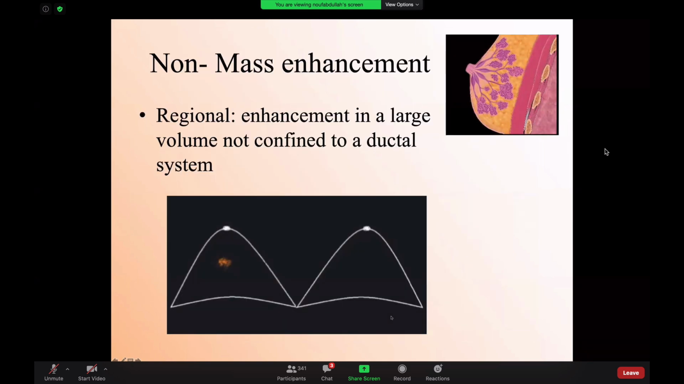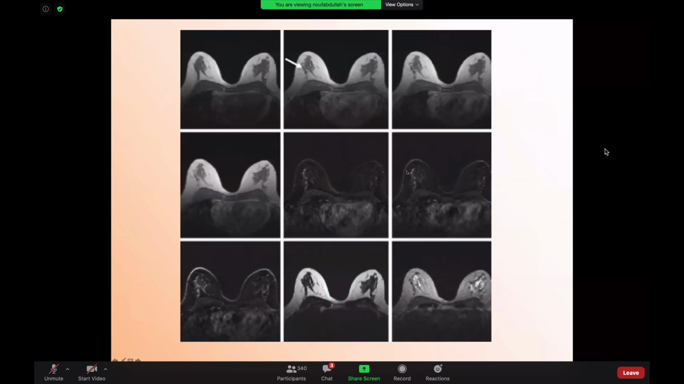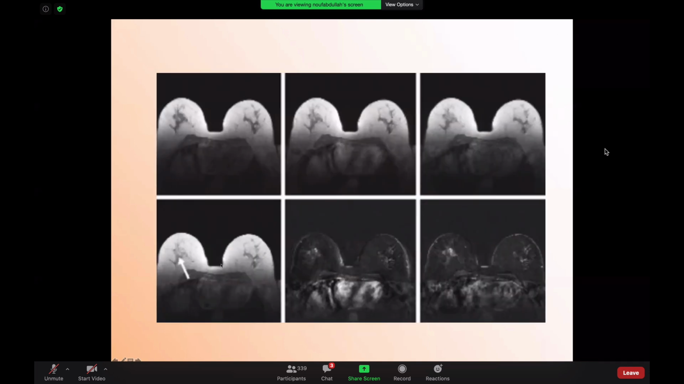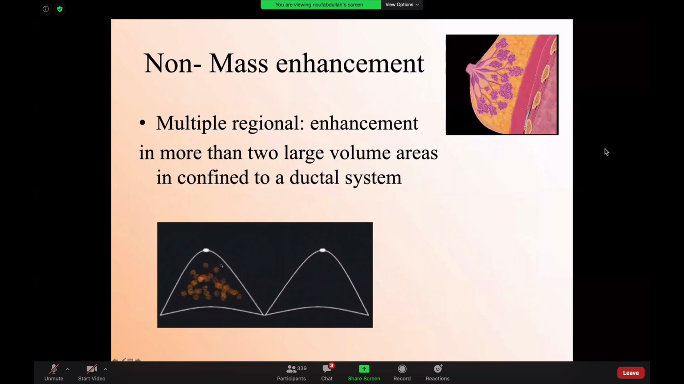Just another example, if you have an area of linear non-mass-like enhancement, it is suspicious. If you have a regional one, then I need to do further investigation. Is it homogeneous, heterogeneous? What's the kinetic curve enhancement of that area? And then it depends on the most suspicious feature. It's either BI-RADS 3 or BI-RADS 4.